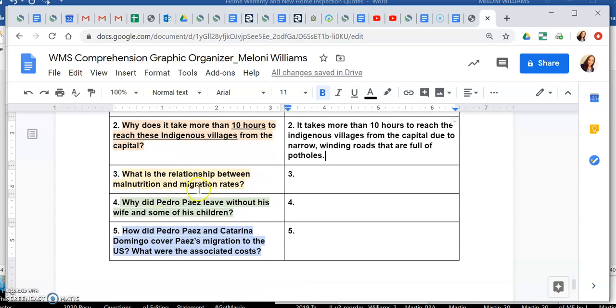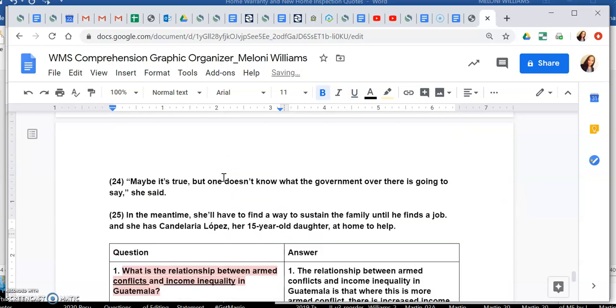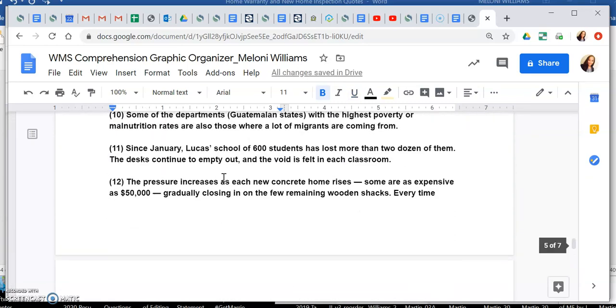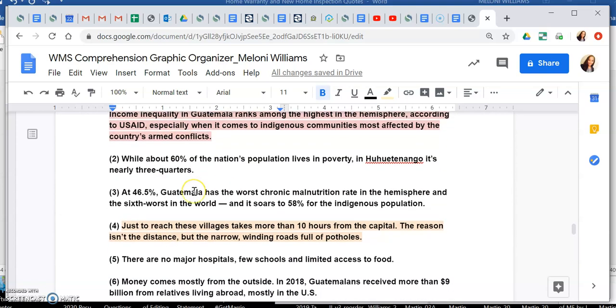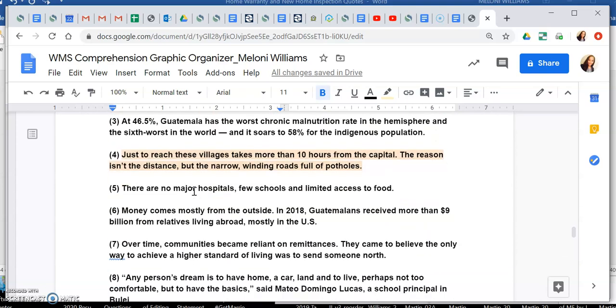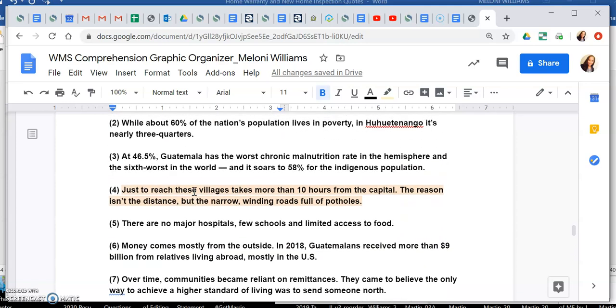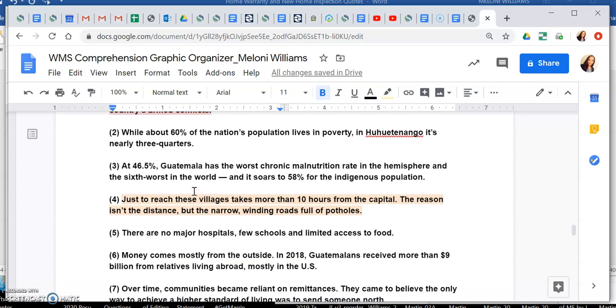All right. Question number 3, what is the relationship between malnutrition and migration rates? So I'm looking for something about malnutrition and something about migration. Notice that the answers are found in order of the passage. So answer 1, answer 2, so it's not like all over the place. Okay.